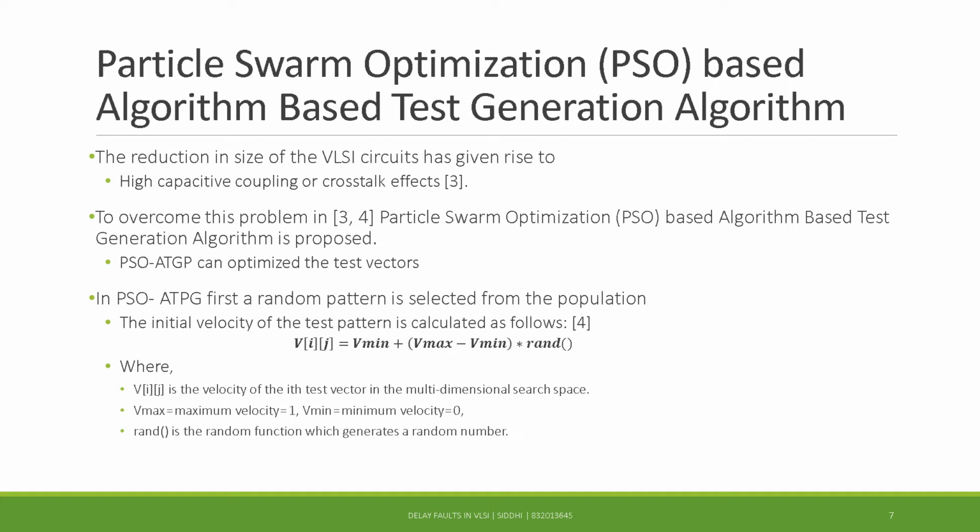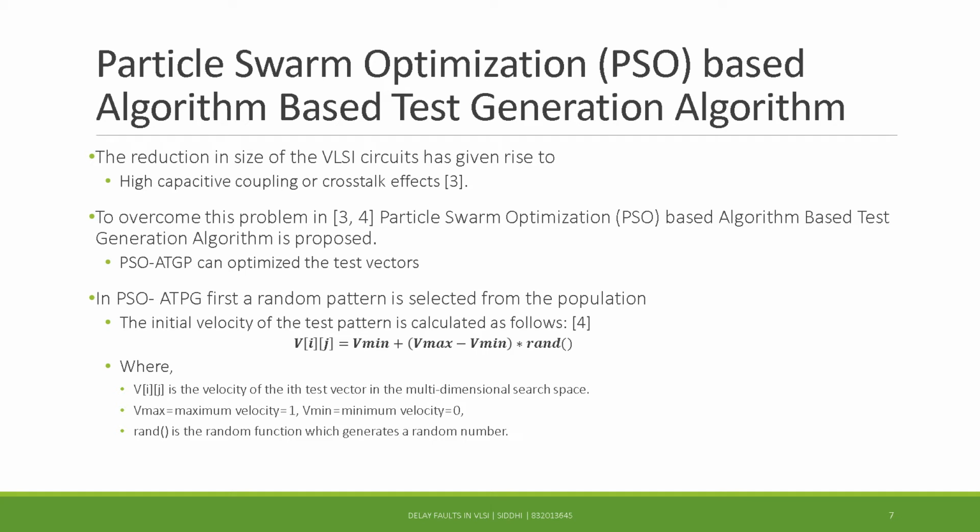Particle swarm optimization based test generation algorithm. Also, the reduction in size of VLSI circuits has given rise to high capacitive coupling or crosstalk effects. To overcome this problem, the particle swarm optimization technique is proposed. This method can optimize the test vectors to detect the maximum number of crosstalk delay faults.